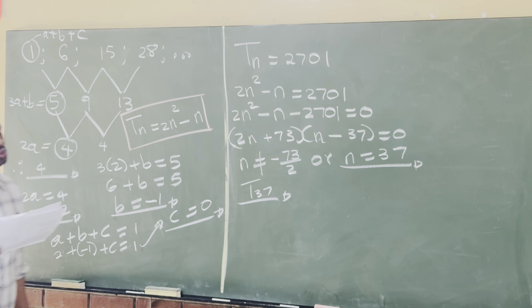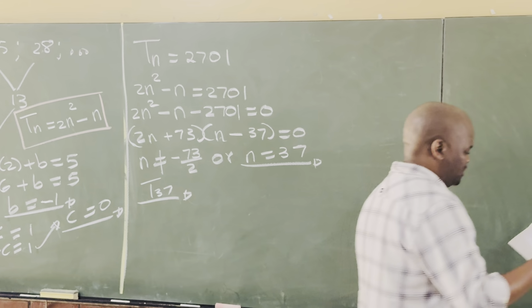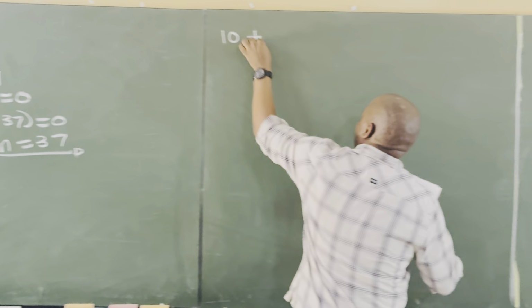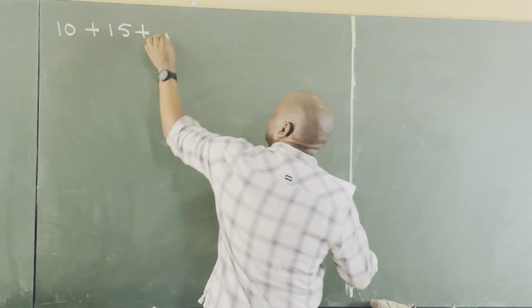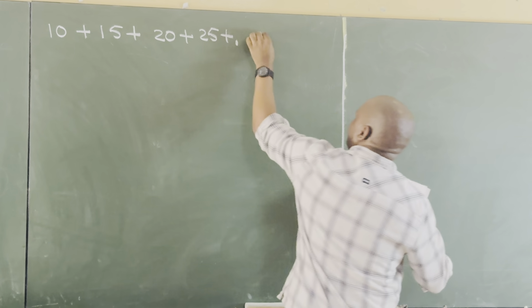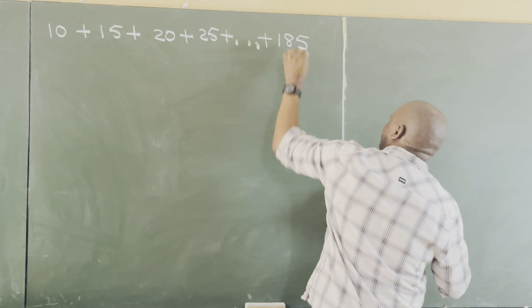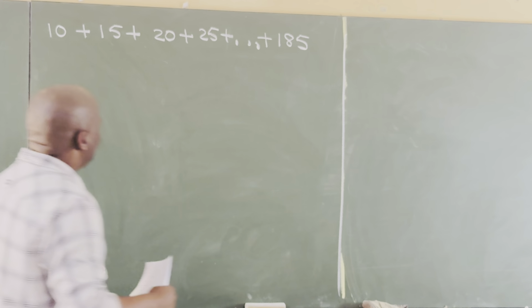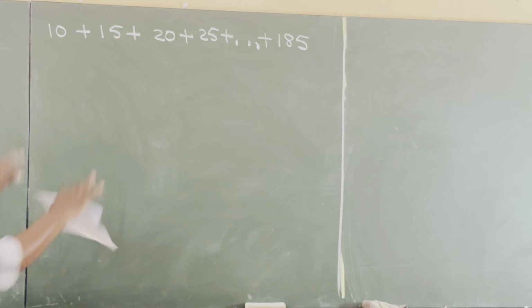Okay, and then we go to 2.2. Then 2.2, you are given an arithmetic series, 10 plus 15 plus 20 plus 25, and so on. Then it goes to the last term of 185. And then the first question says, how many terms are there in this series? So how many terms, which means we are going to use Tn. Should we go and find Tn, or we substitute at the same time? Go at the same time.